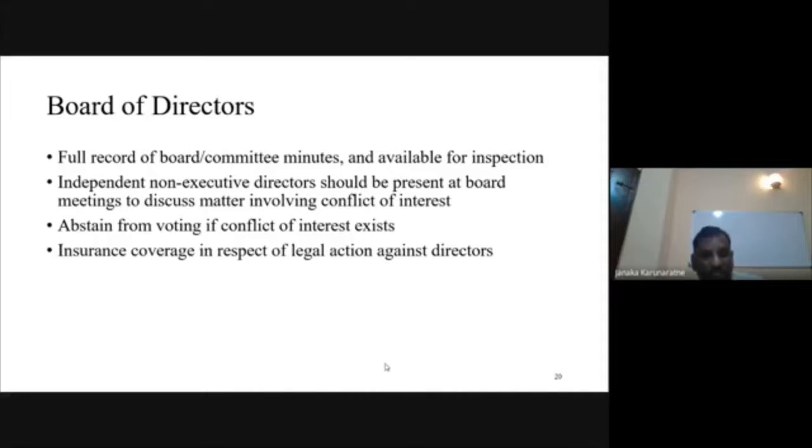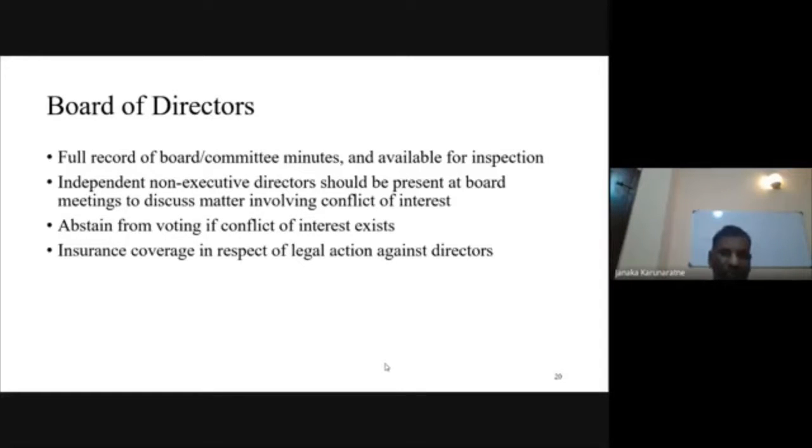Okay. Then independent non-executive directors should be present at board meetings to discuss matters involving conflict of interest. Okay. It's always important that the independent non-executive directors are present at board meetings, especially to discuss matters involving conflict of interest within the organization. The executive directors are people who are engaged in the day-to-day business activities of the company, so there may be a conflict of interest arising from their views and thoughts expressed at the board meeting. So it's very important for the non-executive directors to be present at all times to discuss such matters involving conflict of interest.